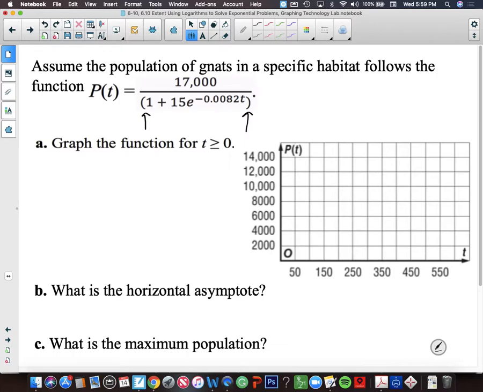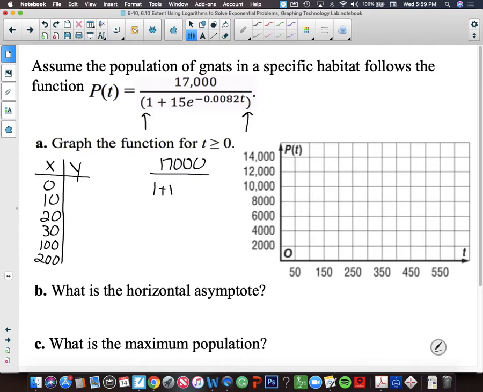For your XY chart, remember I said we could probably go by tens. Let's do 0, 10, 20, 30, and then jump to 100, and then maybe 200 and see what we hit, just for ease of time. Let me give you some numbers. I'm going to show you what it looks like if I plug a 0 in here. I have 17,000 over 1 plus 15e to the 0. E to the 0 is just a 1, so you're going to have just 16 on the bottom.